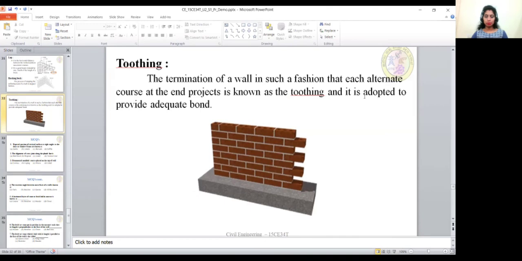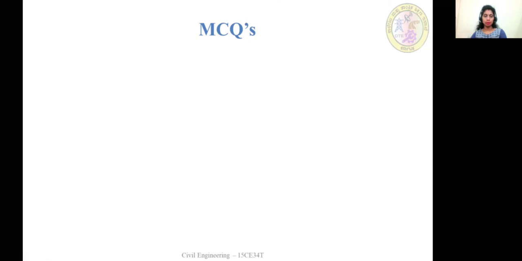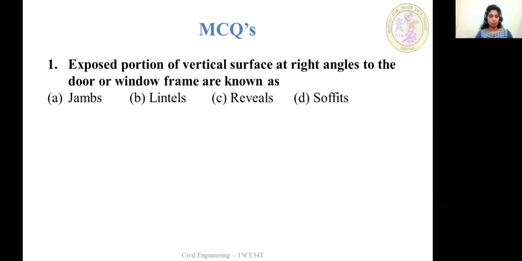With this, we are going to end today's session. Now try to solve a few MCQs relevant to what we have studied till now. First question. The exposed portion of vertical surface at right angles to the door or window frame is known as. There are 4 choices given. You have to choose the most appropriate one. Let me give you some time. Think over it. Try solving the question.